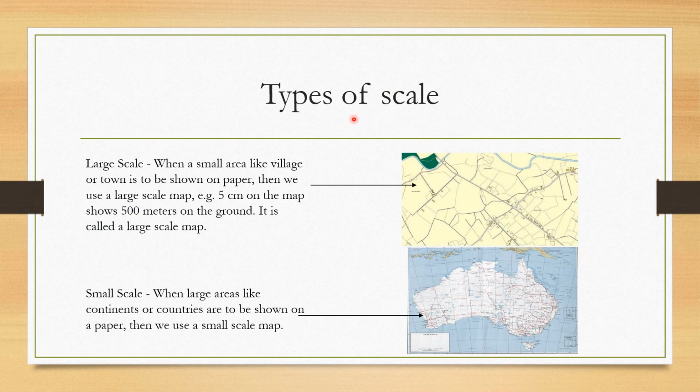Now, what is scale? So there are also types of scales. Large scale: when a small area like a village or town is to be shown on a paper, we use a large scale map. Example, 5 centimeters on a map shows 500 meters on the ground. It is called a large scale map. Small scale maps: when large areas like continents or countries are to be shown on a paper, then we use a small scale map. The pictures are shown here. This is a city or town, and this is a country, Australia.